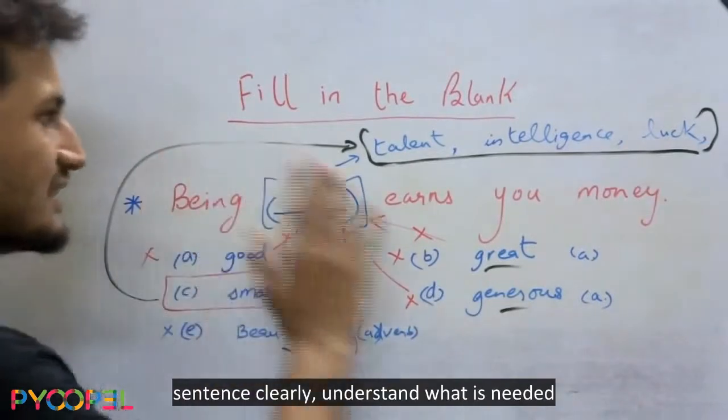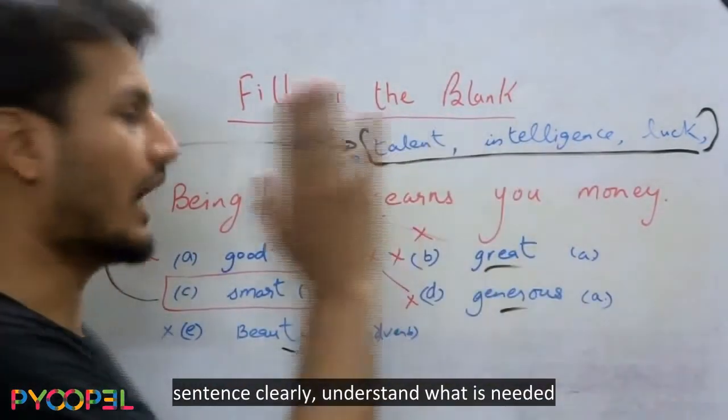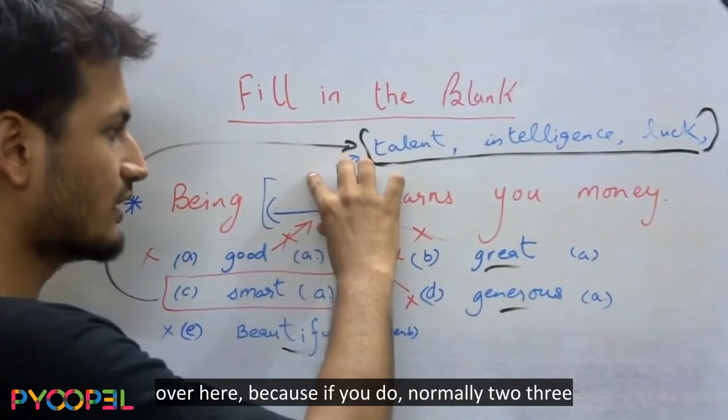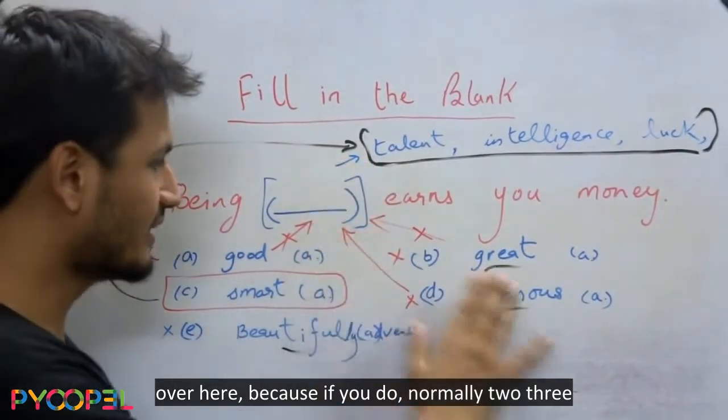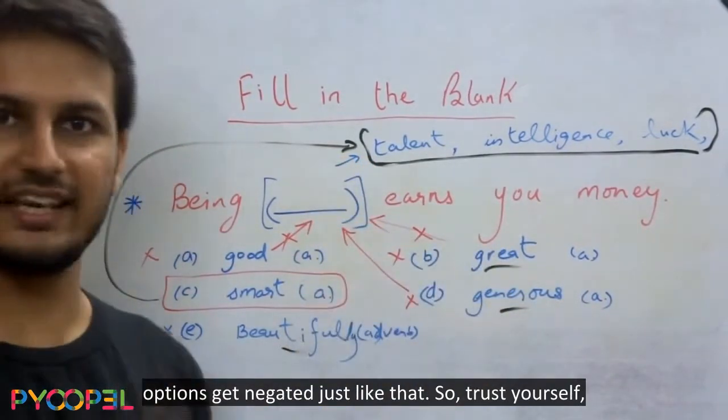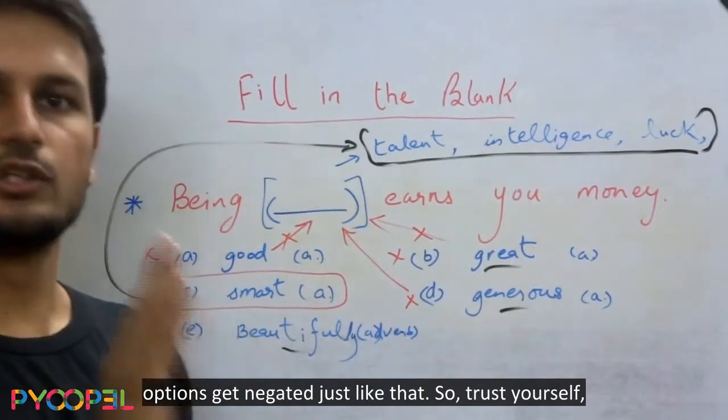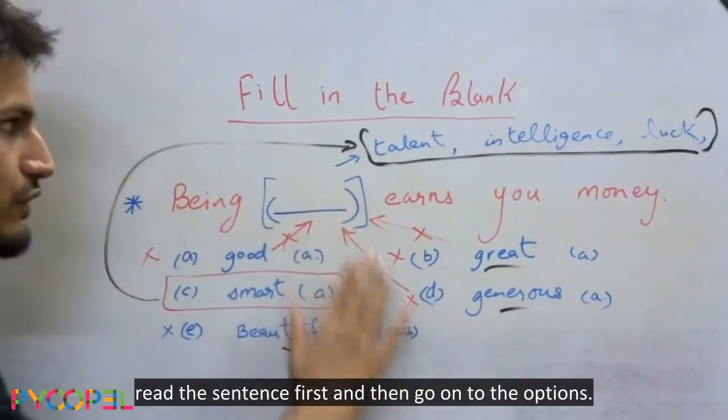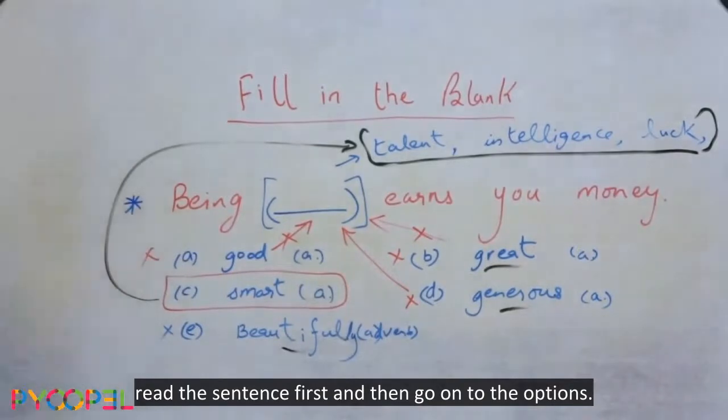First, read the sentence clearly. Understand what is needed over here, because if you do, normally 2-3 options get negated just like that. So trust yourself, read the sentence first and then go on to the options.